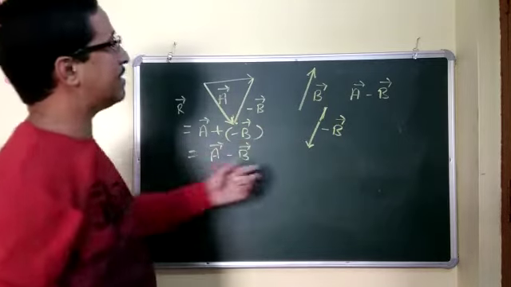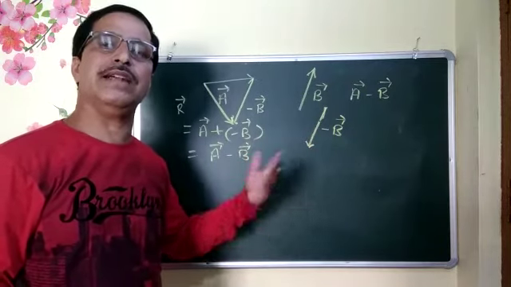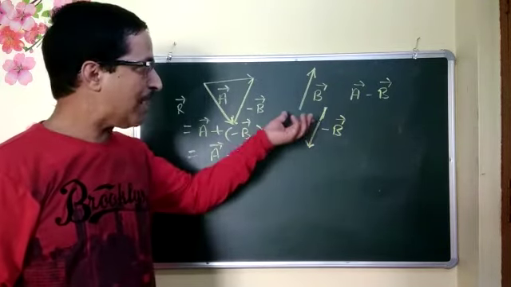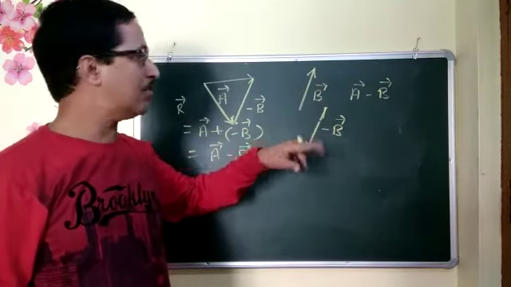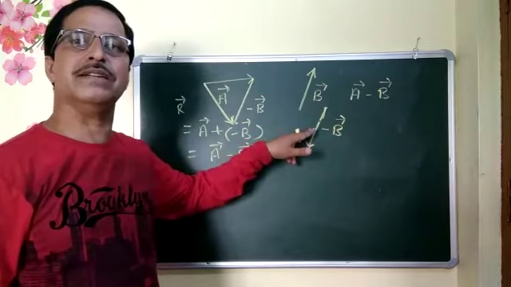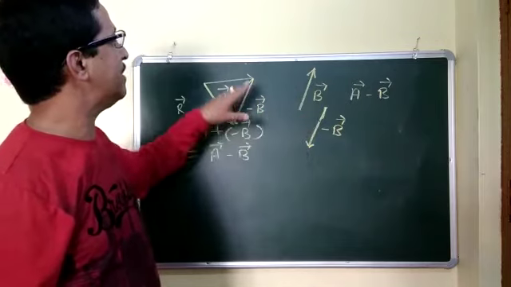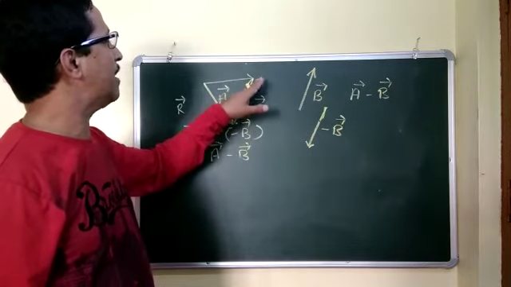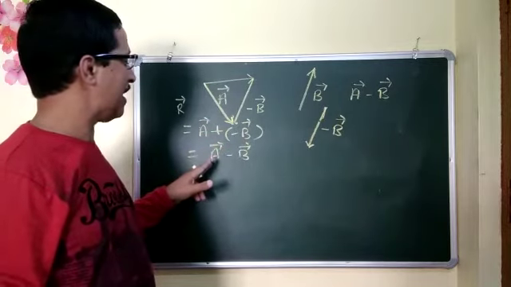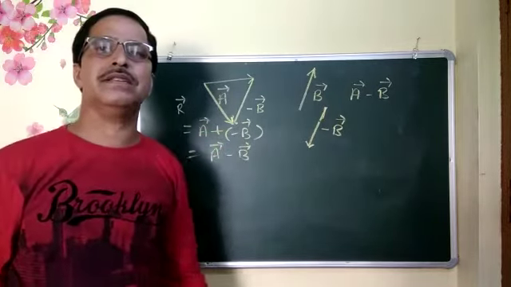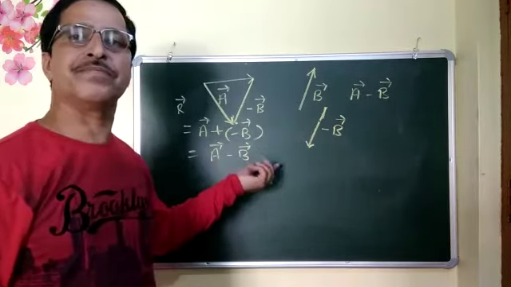So basically subtraction is a process similar to the addition of the vectors. But what we are doing here is we are just reversing the direction of the second vector which is to be subtracted, and then take this vector minus B, attach its tail to the head of A. This will be A plus minus B, which is actually A minus B. This is how we get the difference A minus B.